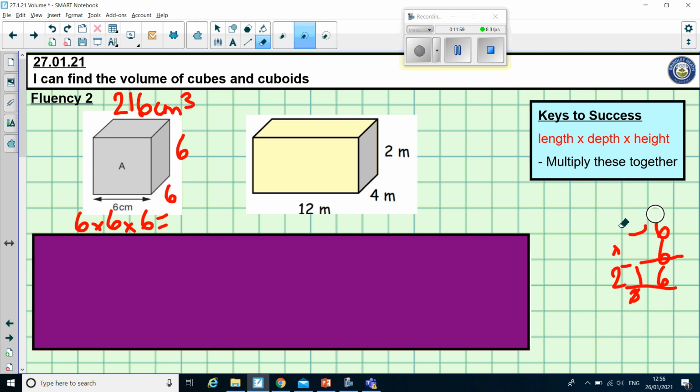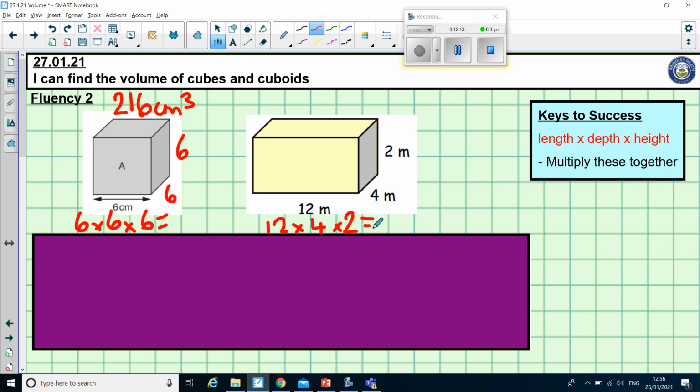Okay. Next I've got a cuboid, which has a length of 12. It has a depth of 4, and it has a height of 2. So I'm going to do 12 times 4 times 2. 12 times 4 is 48, times by 2, 48 times by 2. If I know what that is, great. If I don't know, I could do a little multiplication, but I know 48 times 2 is 96.